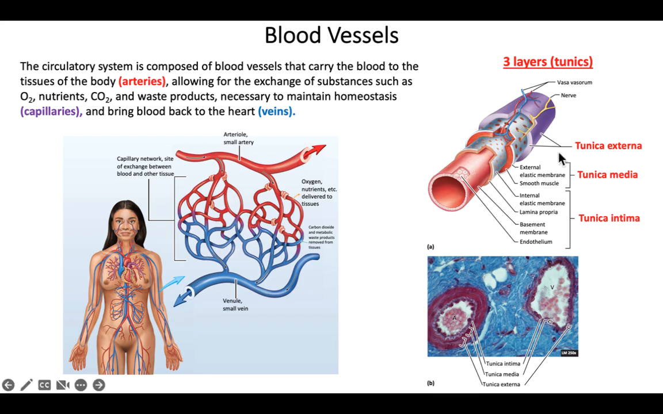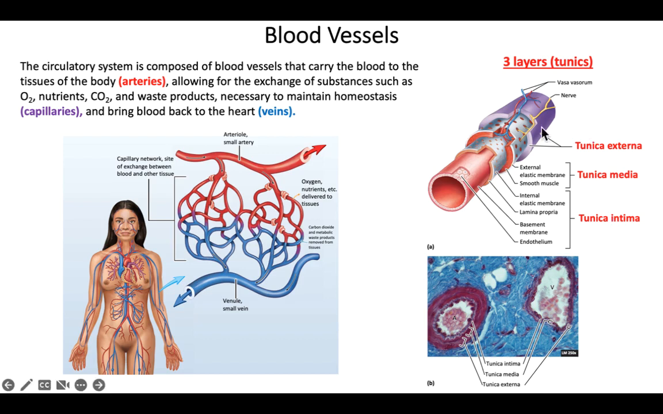So this is a drawing of a blood vessel describing the different layers. These layers are called tunics. So we have the tunica externa, or the outer layer, the tunica media, or the middle layer, and the tunica intima, or interna, being the inner layer.